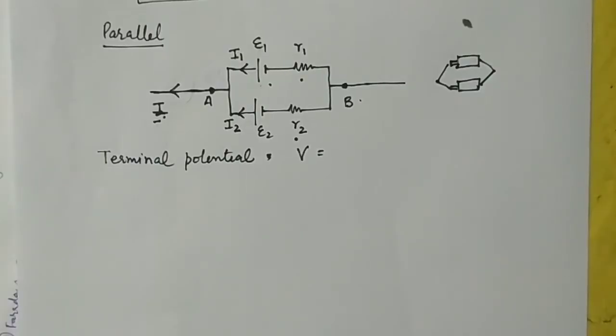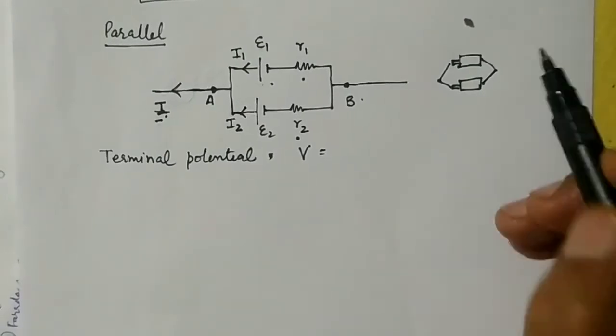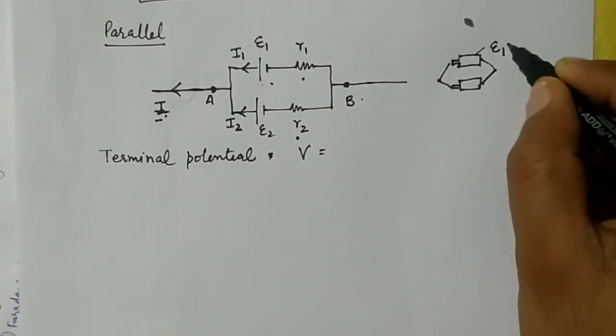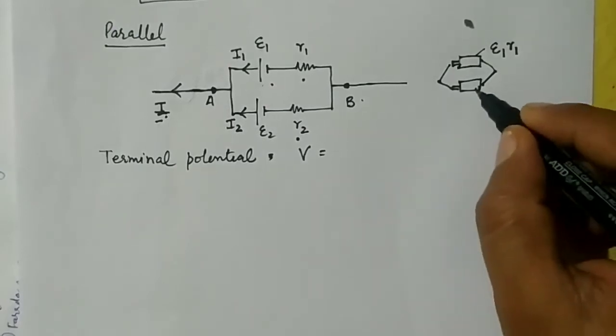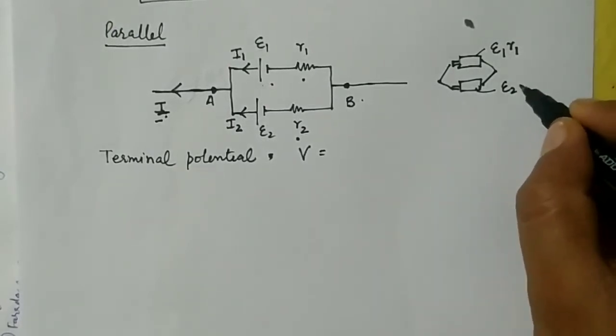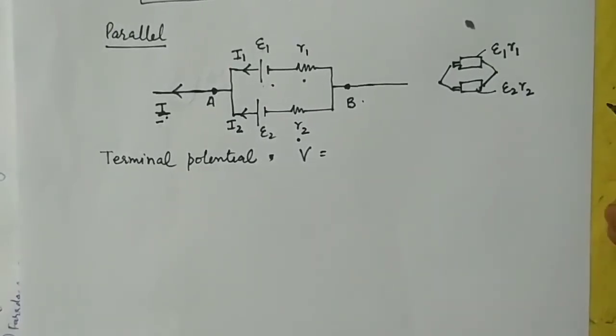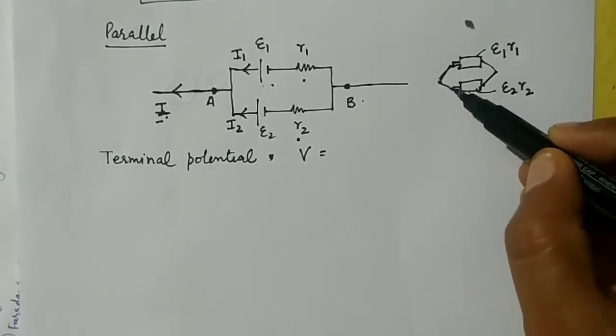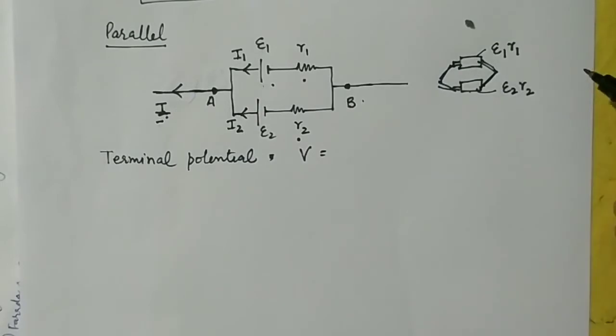Now the cells in parallel combination. I am considering two cells, the first having EMF E1 and internal resistance R1, the second having EMF E2 and internal resistance R2. They are connected with positive and positive connected together and negative and negative connected together, and this type of combination is known as a parallel combination.